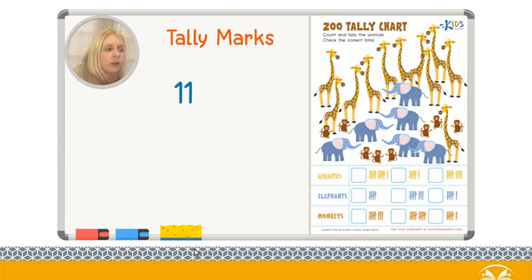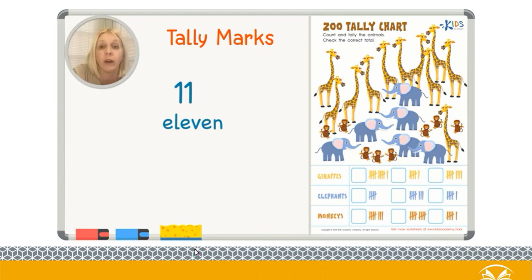Now, there's a couple of ways of writing it out. You can write it out numerically, which means you can write it out like this. You could write out the number 11, okay? And another way to keep track of things is with tally marks, okay? And these are what tally marks are. Basically, they are marks that tell us how many of each object there are.